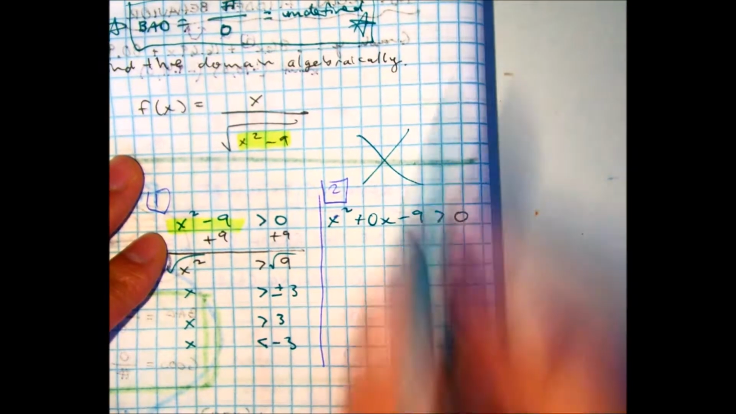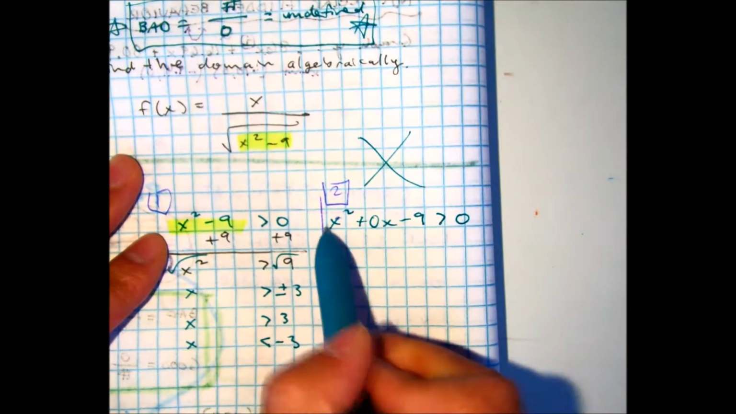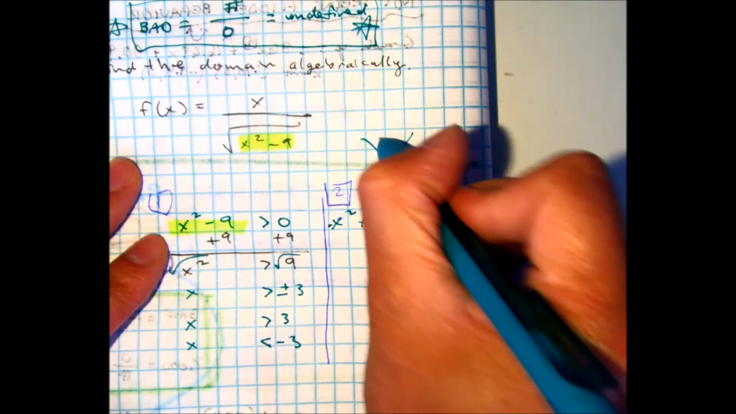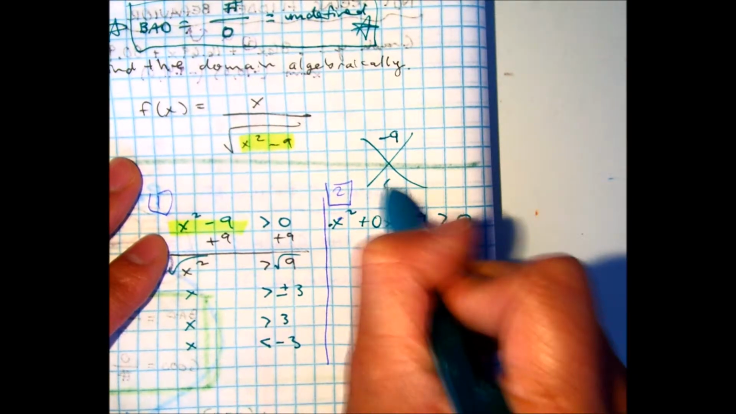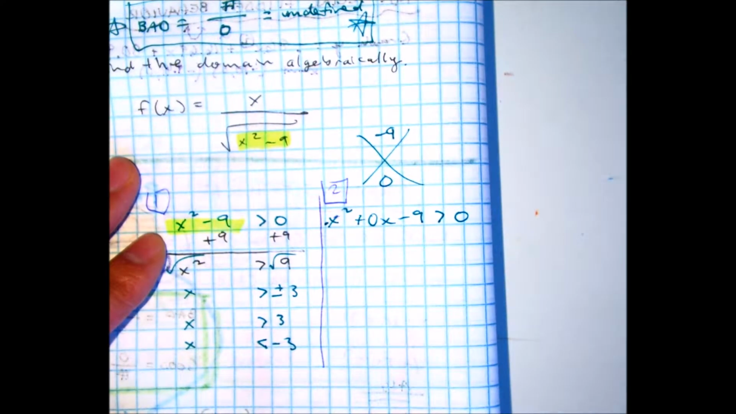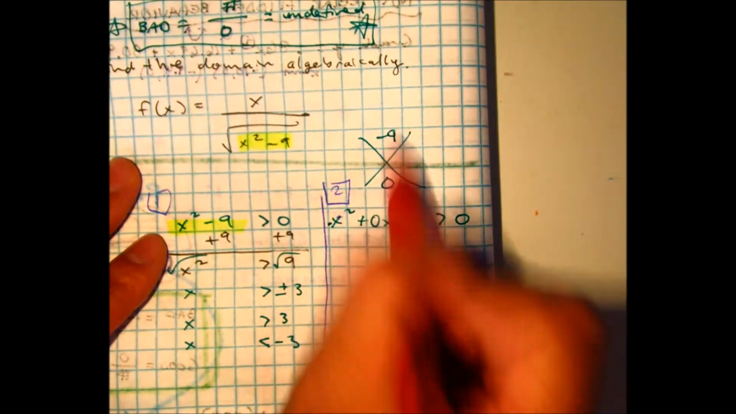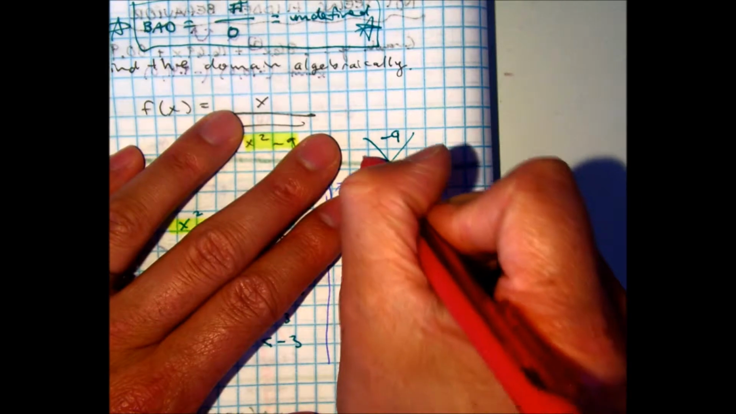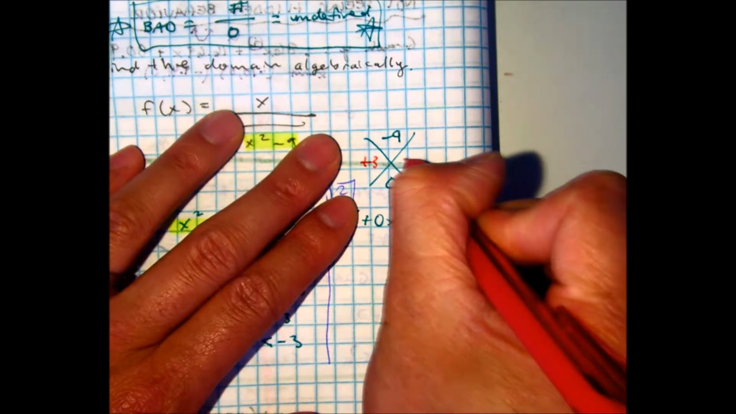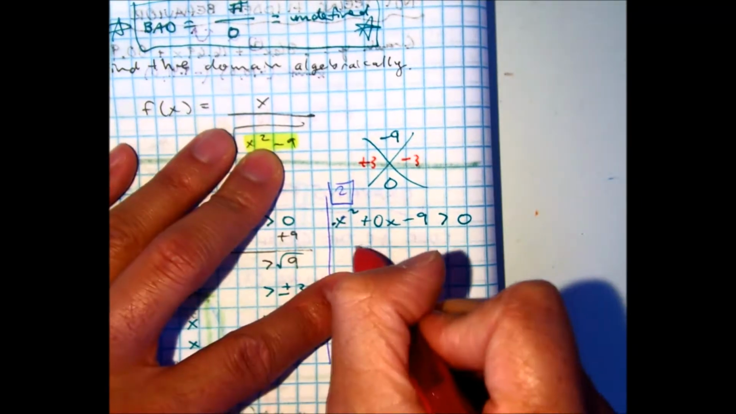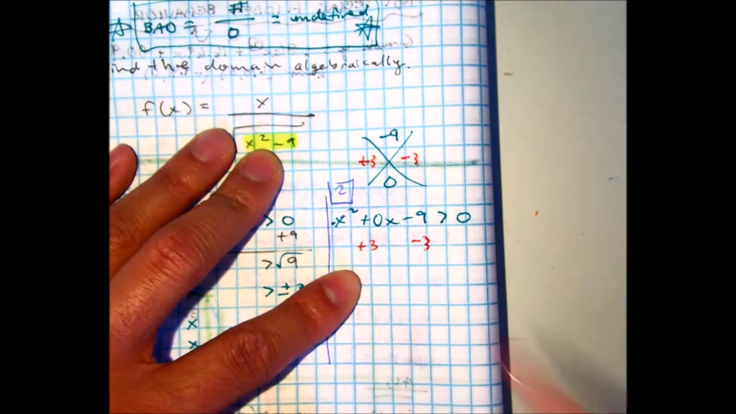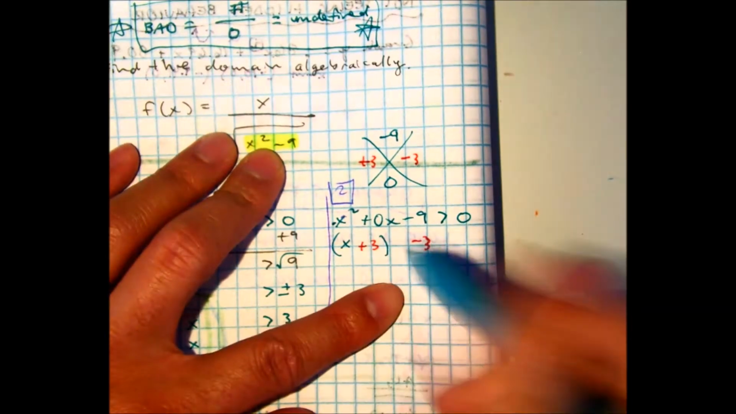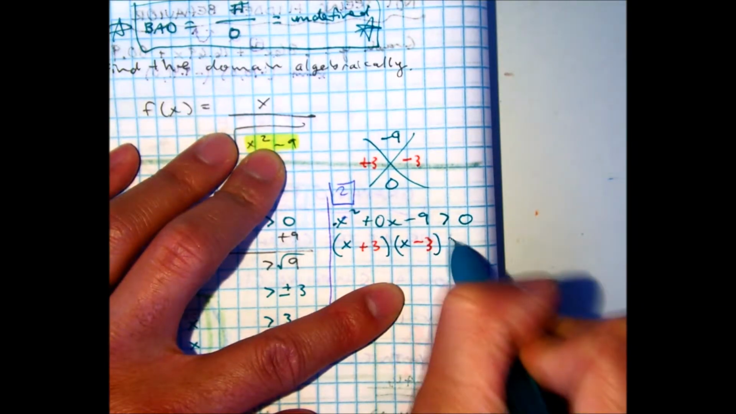So let's factor it. Remember, we do only the x when a is equal to 1. A times c is negative 9. And your b value? Two numbers that multiply to be negative 9 but add to be 0. Well, remember, when your b value is 0, it's always the same number. One is positive, one is negative. So I have positive 3, negative 3. So I have x plus 3, x minus 3 is greater than 0.